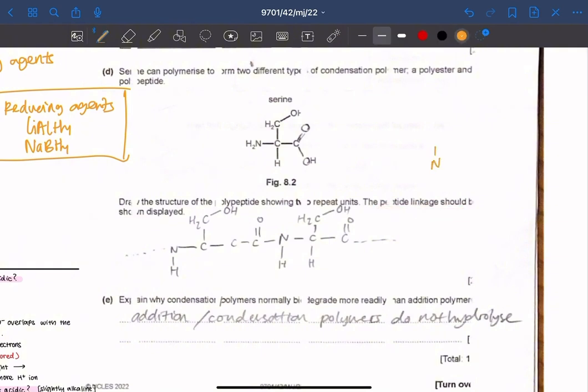So the peptide bond is NH2, COO, C, the 1O. So that is a peptide linkage. And so another serine will react with another serine and react with another. So in here we just need to draw 2 repeating units, which is like a form of dipeptide, you could say.